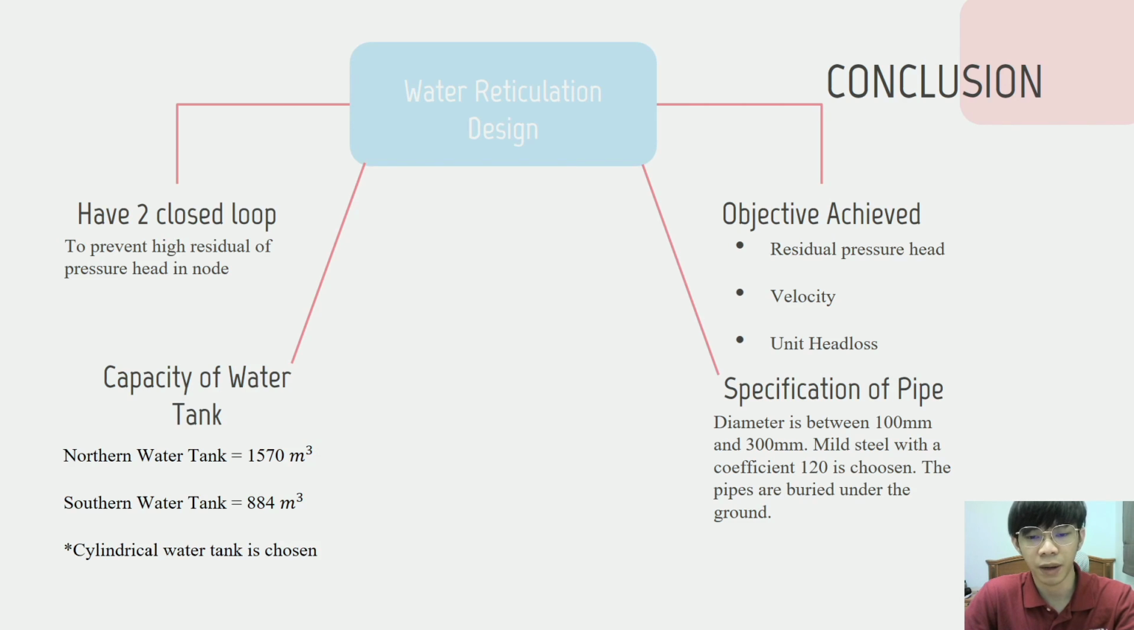The diameter of our pipe is between 100 mm and 300 mm. Every pipeline is buried under the ground at least 1.2 meters. The mild steel pipe with a coefficient of 120 is chosen. The objective of our project is achieved, so our design is able to provide potable water to this area.